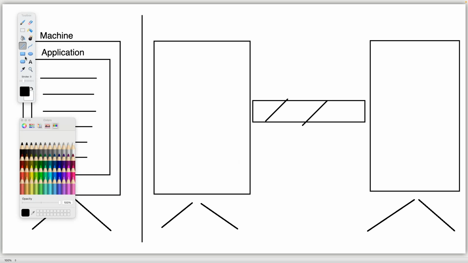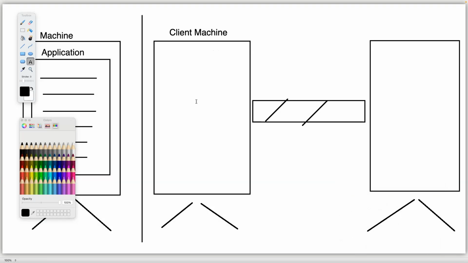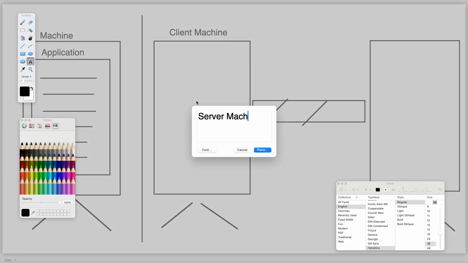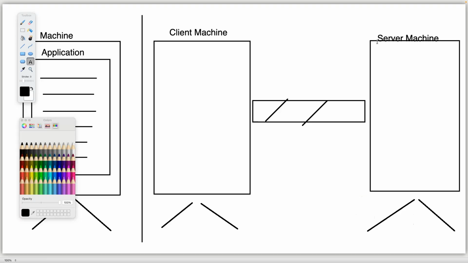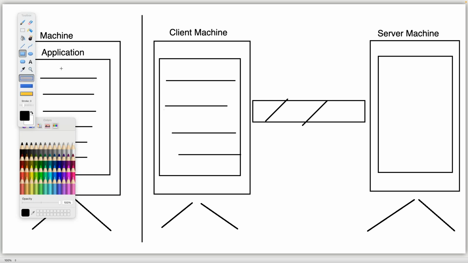Fine. Now the first one is the client machine, the client computer, and the second one is the server machine, the server computer. Both are the same kind of machine. At the client computer we are going to prepare a program, this is the client side program. At the server machine we are going to prepare another program, that is the server side program.